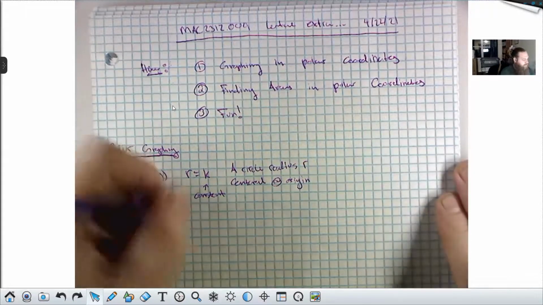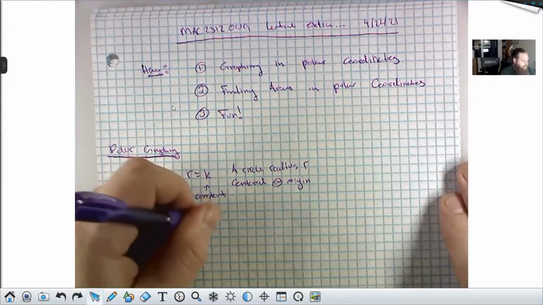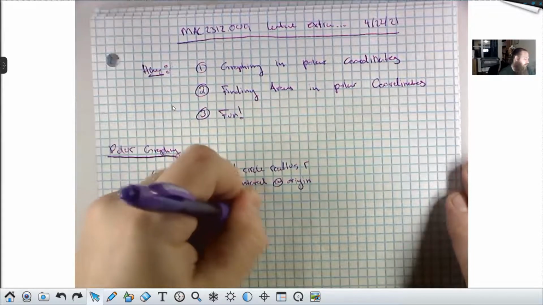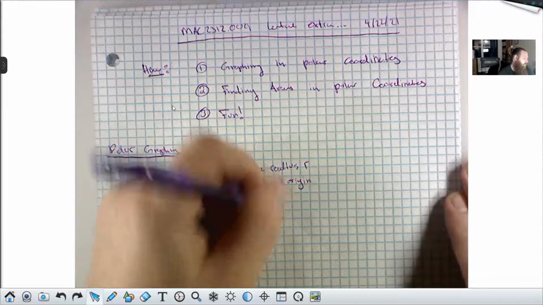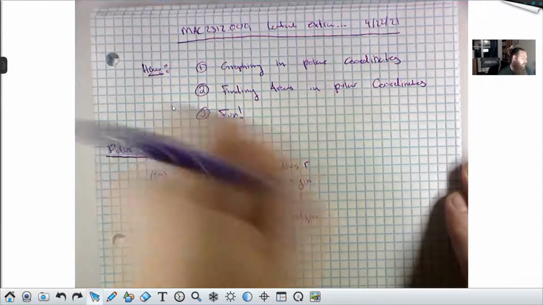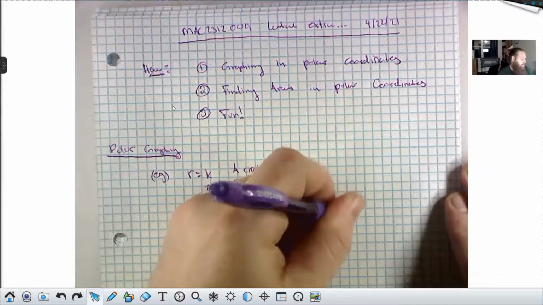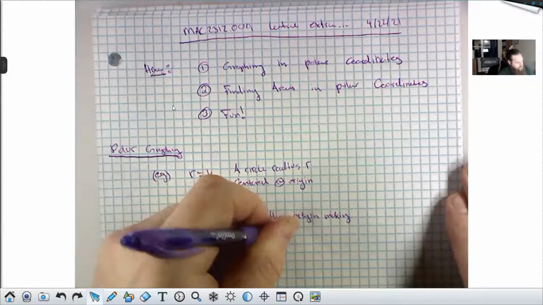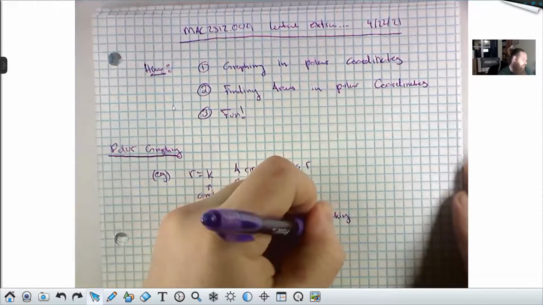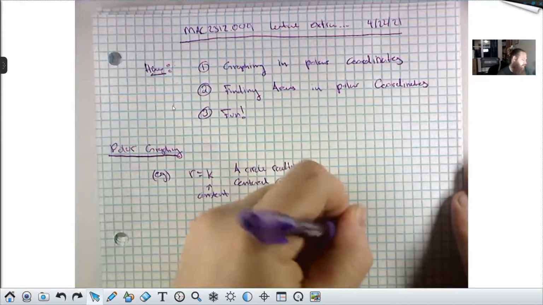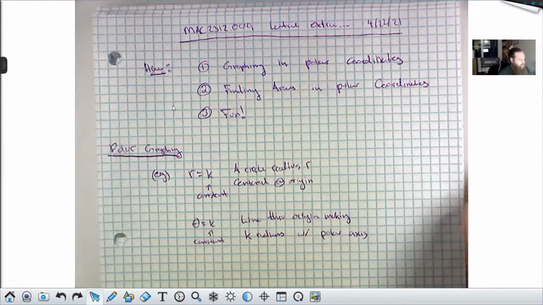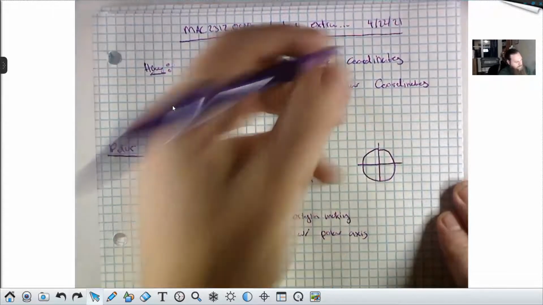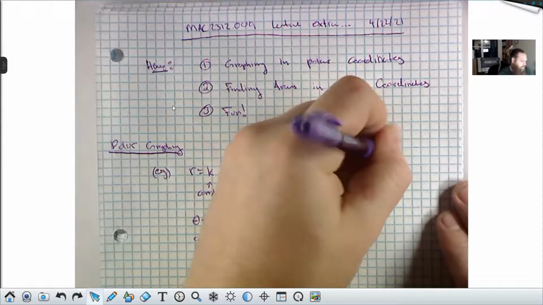And the other kind of silly example we looked at was theta equals a constant. And this is a line through the origin, the pole, making angle k radians with the polar axis. So we have to make a picture. Circle is what it sounds like. The radius is k.